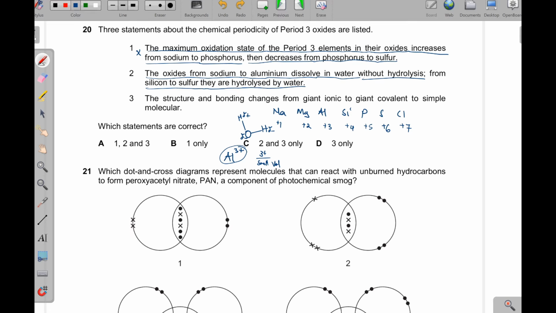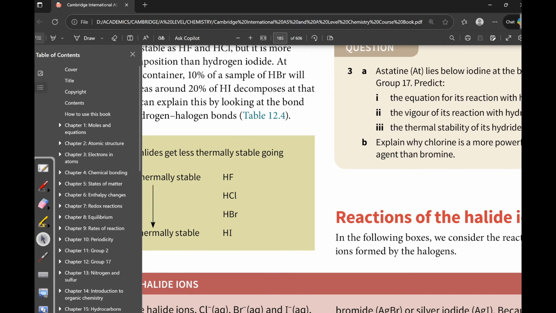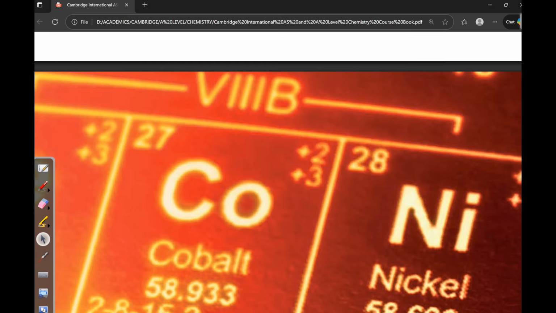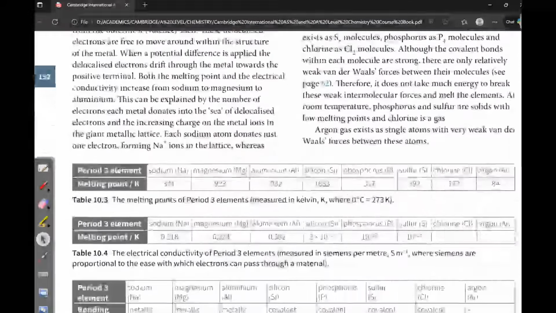We know that silicon can react with water, like silicon 4 chloride reacts with the water to give you the silicon 4 oxide, plus those white fumes of HCl. Let me take you there. So periodicity is actually chapter 10 here. So when we go there and we look through, what are we looking for?